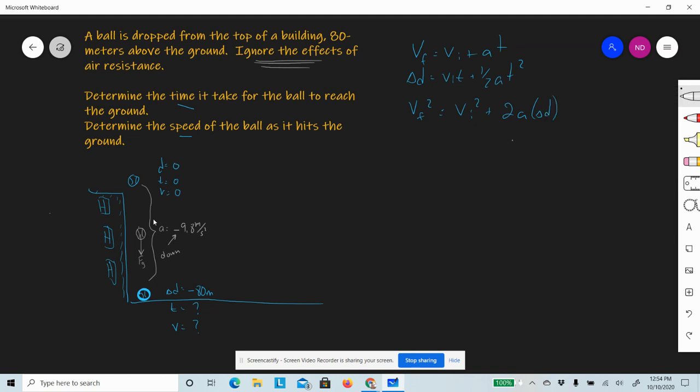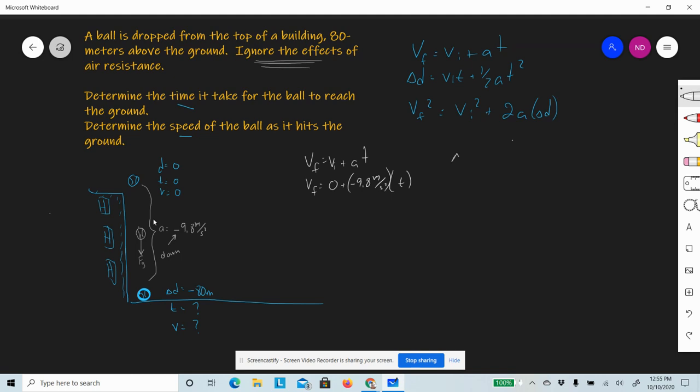Let's think. First equation, Vf equals Vi plus At. We don't know Vf, we don't know t. Not much we can do here. We could get Vf equals initial velocity 0 plus negative 9.8 meters per second squared, but we need time to figure out Vf. So we need another equation. What else could we do?